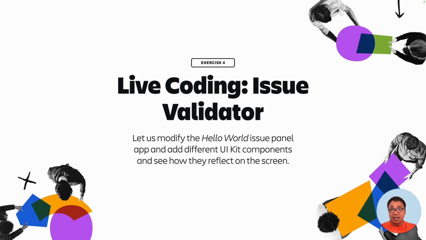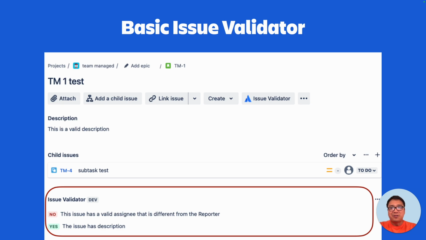For our next exercise, we're going to build a basic issue validator. We'll modify our Hello World issue panel app that we made earlier, and we'll start to play around with some UIKit components and their properties. For this exercise, we're going to build the UI side for this issue validator. The issue validator app we're building can be used to check certain states and fields in your issue and then remind users to adhere to specific team standards.